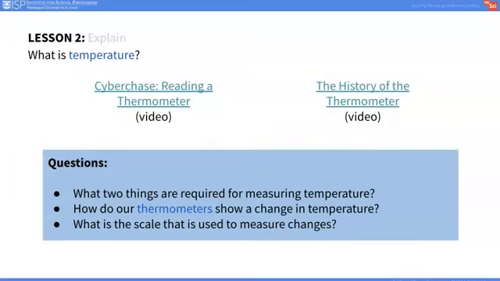In the Explain portion of this lesson, students will watch videos about reading an analog thermometer and the history of the thermometer. They will then practice identifying different temperatures on their own thermometer. Students should recognize that the liquid in the thermometer expands and contracts based on temperature changes. These temperature changes are measured in degrees.